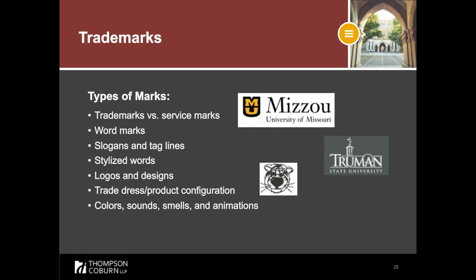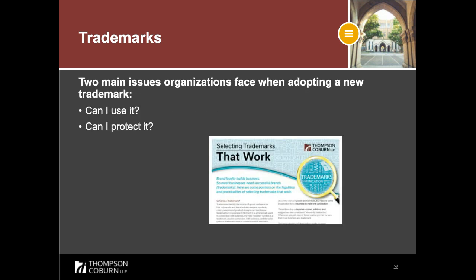So if you are looking for a new trademark, whether it be for the institution itself or a particular service that the institution is going to be offering, there are a couple of different issues that you will need to consider. The first two issues at a high level are whether or not you can use the trademark, and also whether or not you can protect it. We're going to make available some flyers within the resources section that talk about a couple of the issues that I'm covering today. One of those is a flyer that talks about selecting trademarks that work. It will go over some of this information and include some additional details.